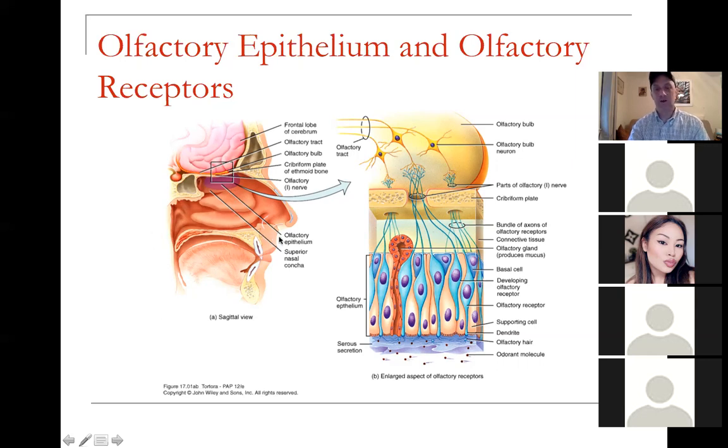But the byproduct is whatever's inside this air is now covering these olfactory hairs with odorant molecules. And here collected bundles of axons of olfactory receptors ascend. They activate now the olfactory nerve. Here's that olfactory bulb neuron, and this is what becomes the olfactory tract traveling back. And remember, when we're learning the cranial nerves, the olfactory nerve is the only one that does not travel to the thalamus. So you can't forget that. Just because we covered it inside chapter 14 doesn't mean you forget it now.